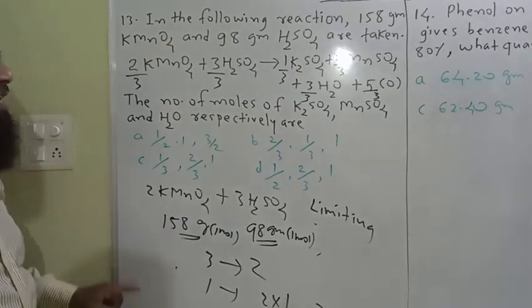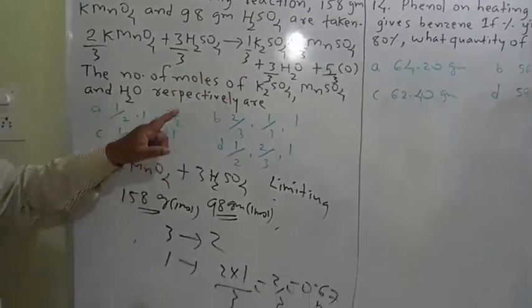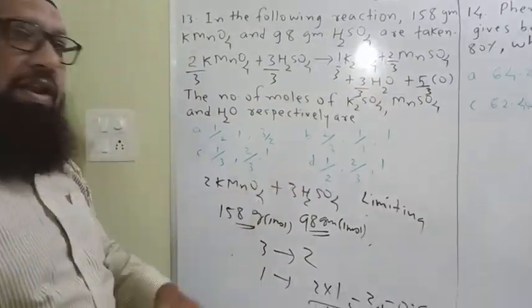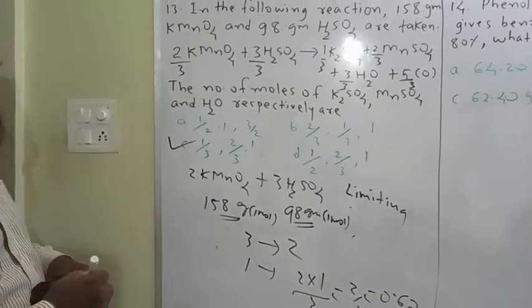Then what is the answer? K2SO4 1 by 3, MnSO4 2 by 3, H2O 1. C is the correct option. C is the correct option.